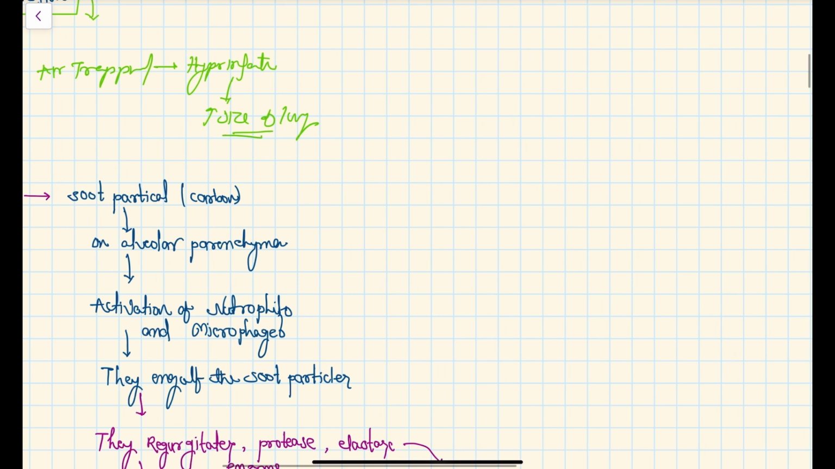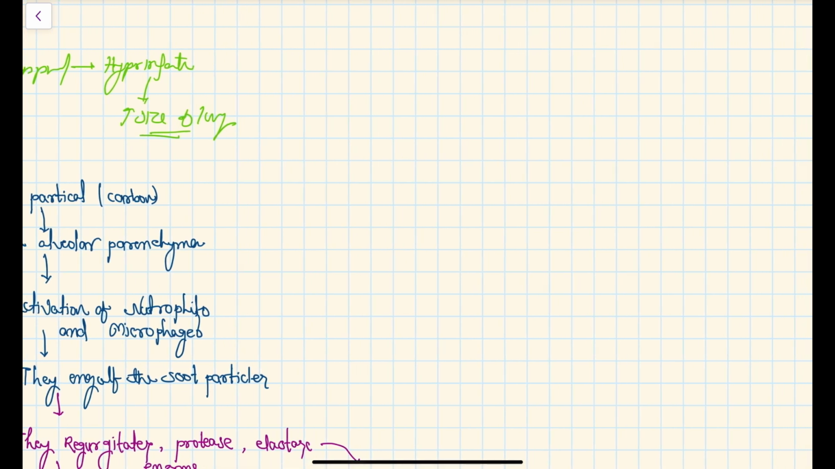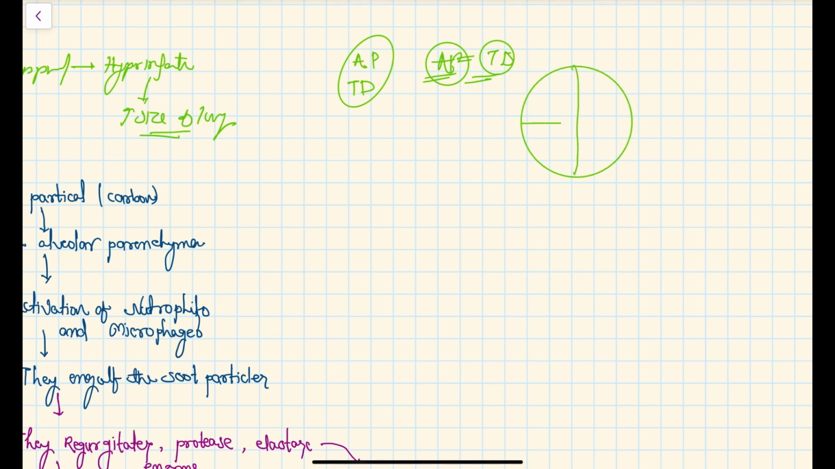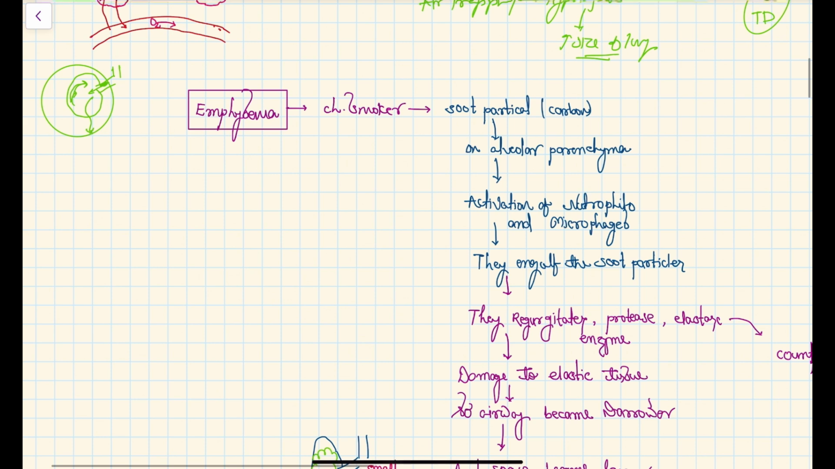We know that in our chest there are 2 diameters, the AP diameter and the transverse diameter. In this case, the AP diameter becomes equal to the transverse diameter. Anterior-posterior diameter is equal to transverse diameter. So the chest will become a barrel-shaped chest. Done. Now coming to emphysema.